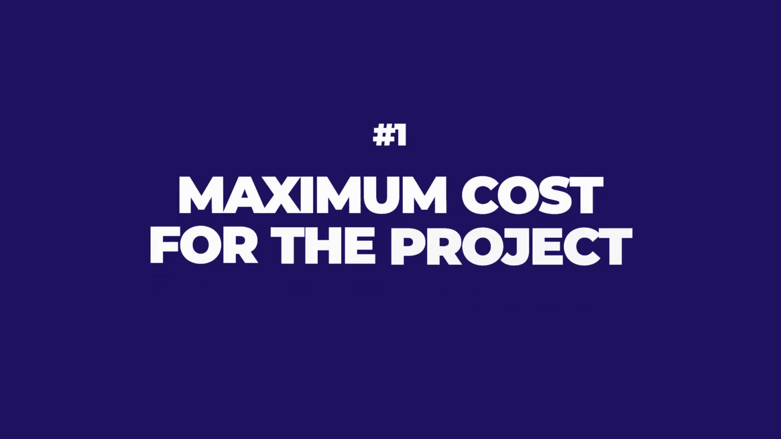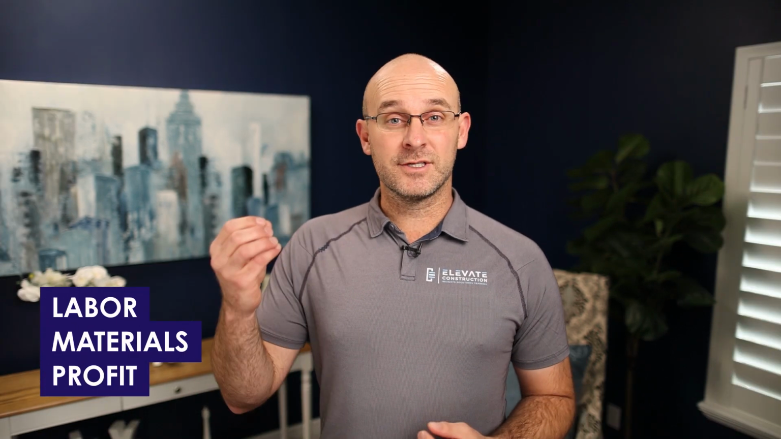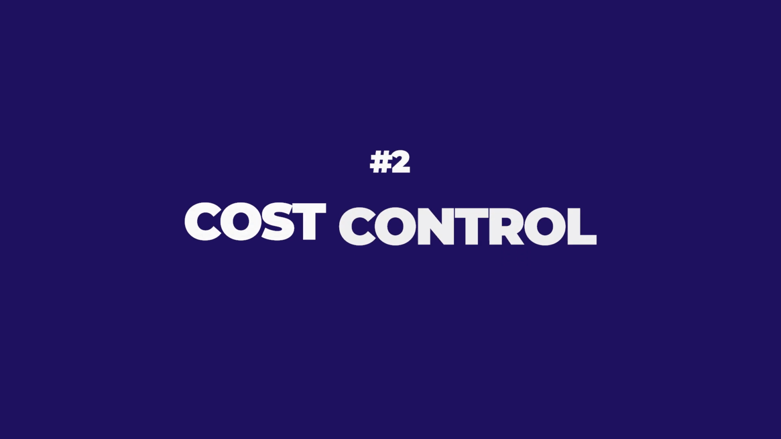So first and foremost, the GMP establishes a maximum cost for the project, and it creates a cap for what the owner will pay: labor, materials, and profit to establish that maximum cost or that cap. The second component to this overall GMP topic is cost control. The general contractors get to manage the budget to that price or under that price throughout with careful cost monitoring. So it sets that target and it allows the team to manage the costs.